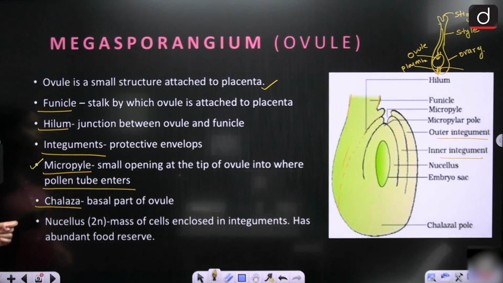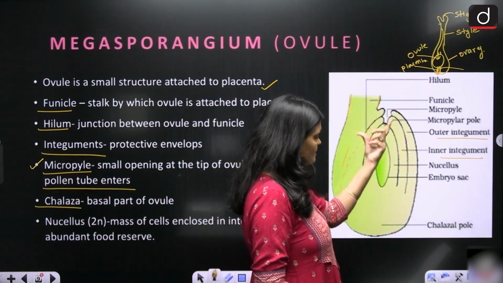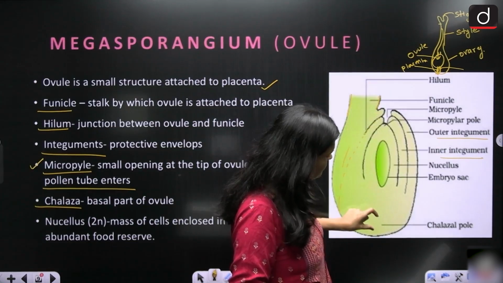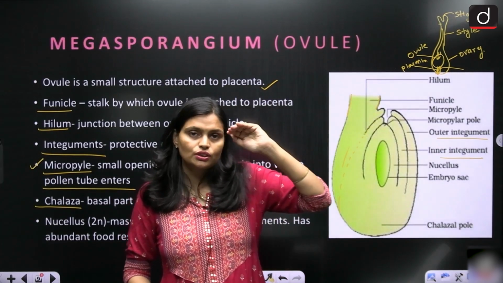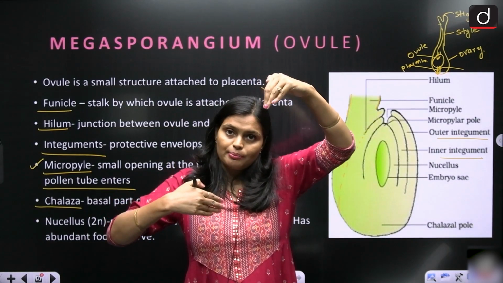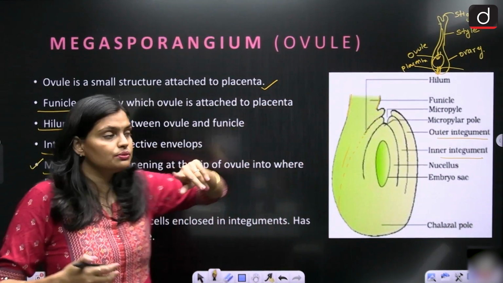Chalaza is the basal part of ovule. So this is the chalaza and this is the basal part. See, the micropyle and the chalaza are always opposite to each other. ठीक है, micropyle is the opening, chalaza is the end one. So both are opposite to each other.